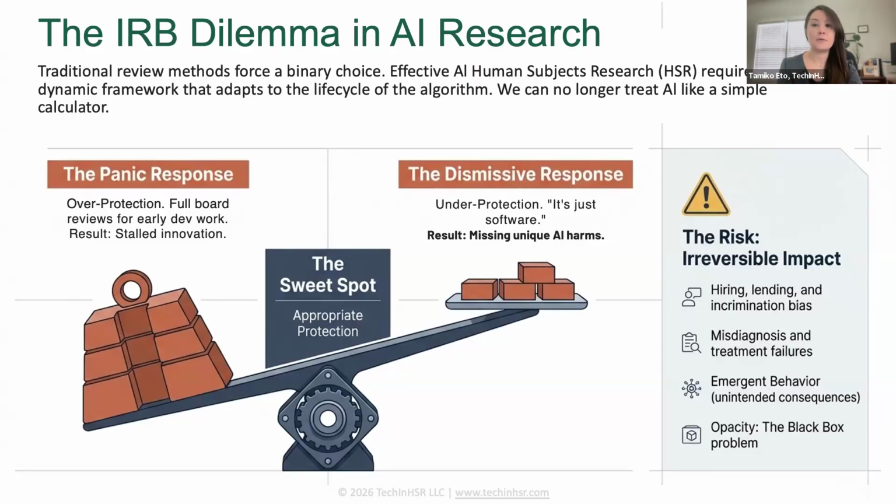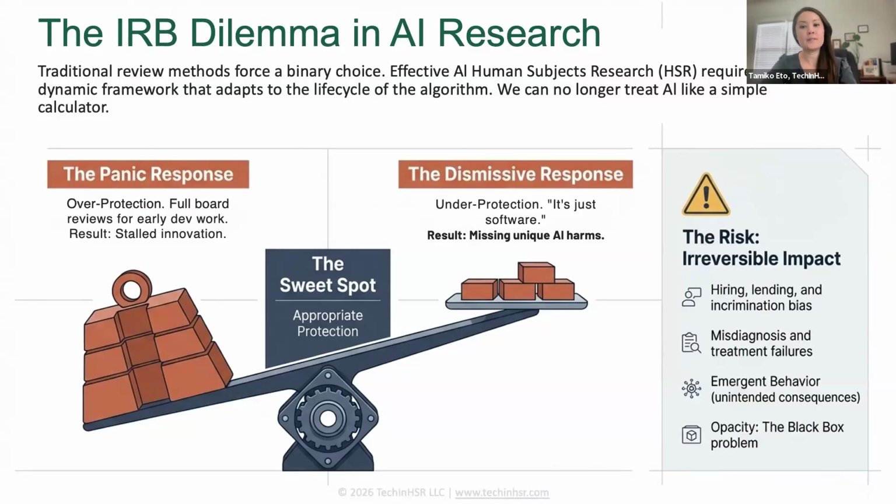And then the second failure mode is overprotection. So the full board might review for everything within any AI component, regardless of risk level or applicability. And so that's going to create bottlenecks that stall legitimate innovation and burns IRB resources on low risk work that doesn't need that level of scrutiny. So the solution is not picking one of these two options. The solution is going to be this dynamic framework, one that matches this level of oversight to the actual risks of that specific moment in that algorithm's life cycle. And that's what we're going to be building today.